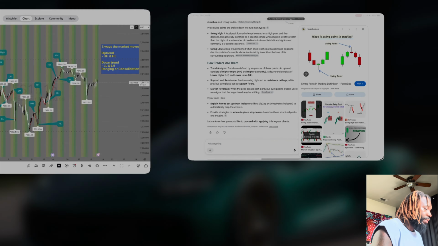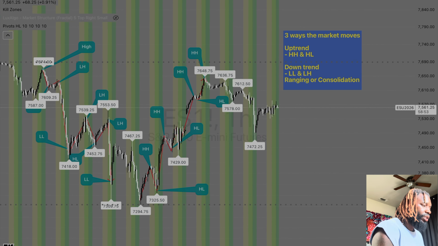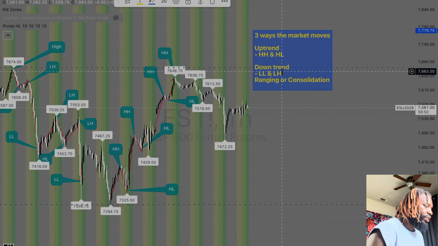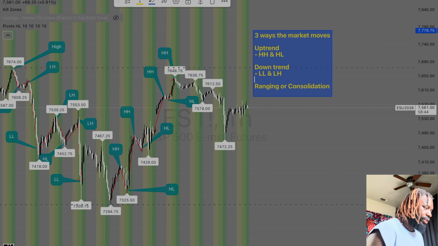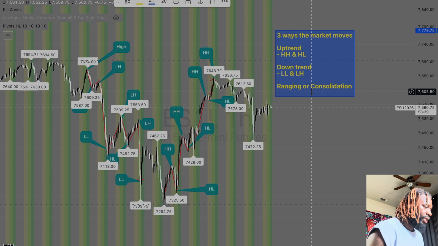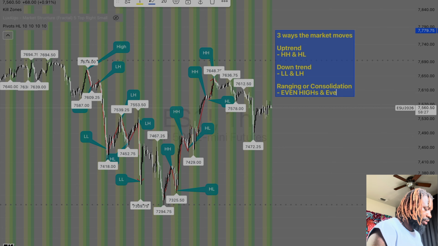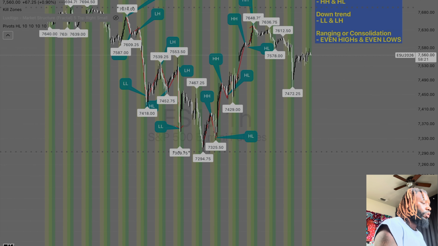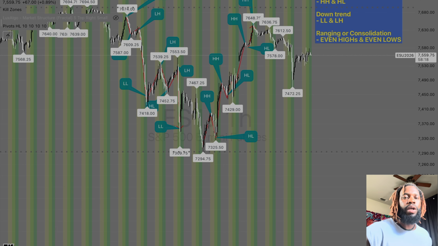And then the next thing I'll talk about real quick, just so we can get this out of the way, is ranging and consolidation. After we go through ranging and consolidation, we will get to talk about support and resistance. So ranging and consolidation is basically made of even highs and even lows. So basically no structure will be created, or it will always be breaking proper structure.